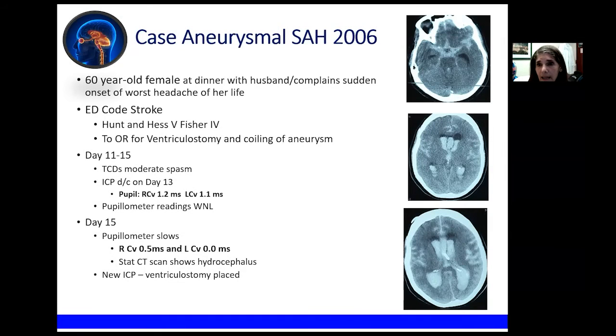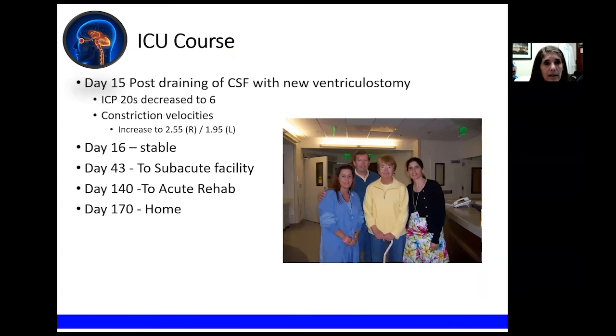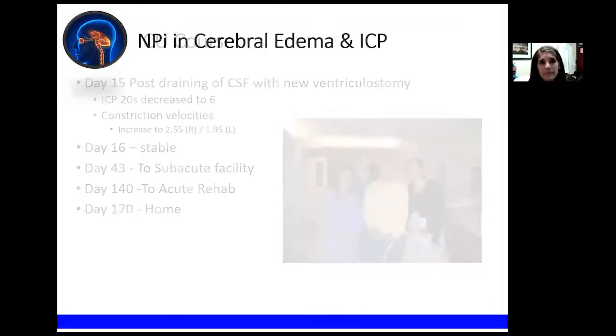They did a CT scan, which showed hydrocephalus. They put a new ventriculostomy in. After we drained CSF, her pupils again started reacting. We saw normal constriction velocities, and she actually had a very good outcome.